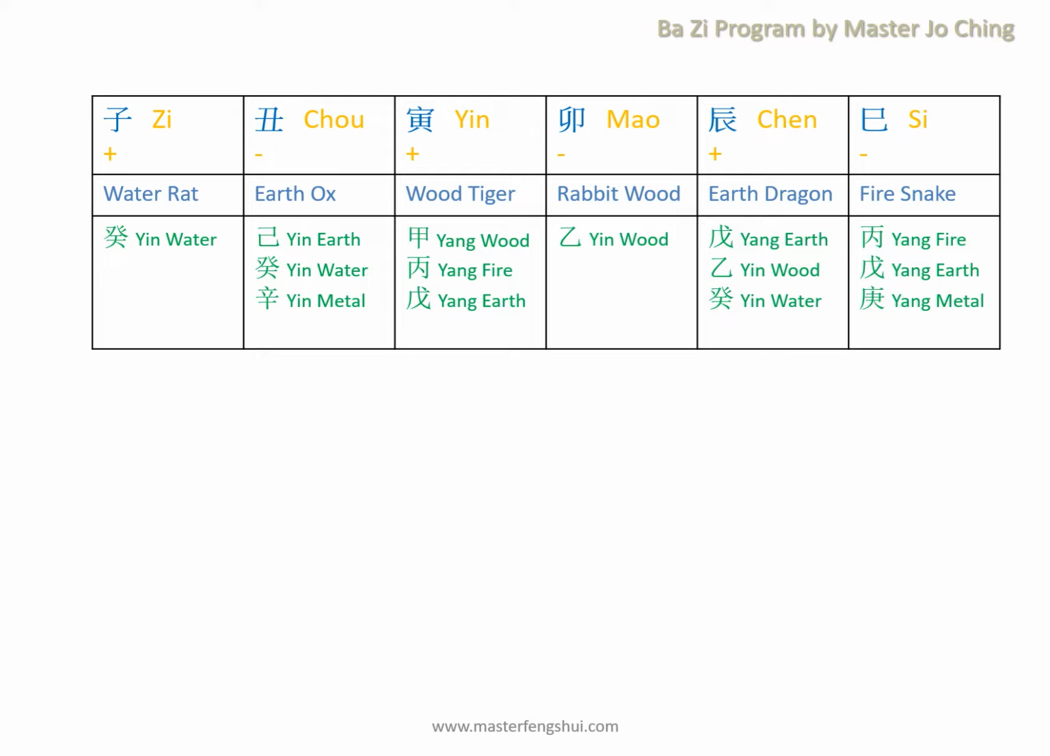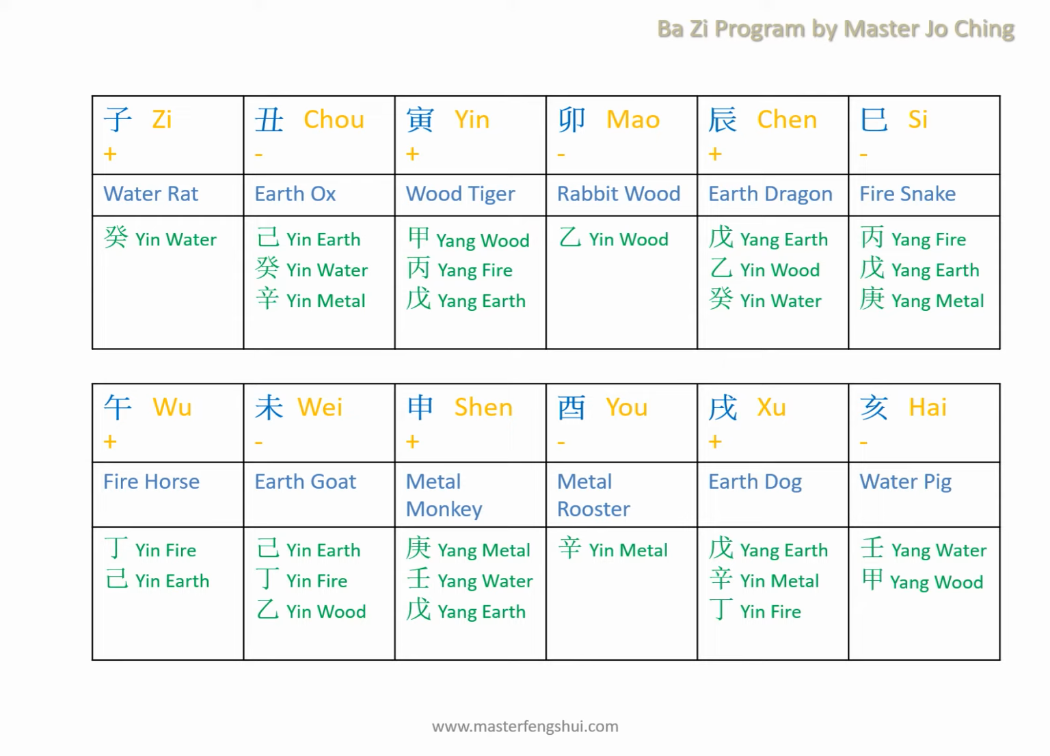Later on you will notice that all the earth elements contain 3 hidden stems. So 辰, you have yang earth, yin wood, and yin water. Then 巳, the snake, also contains 3: yang fire, yang earth, yang metal. And the next table, you read it on your own.